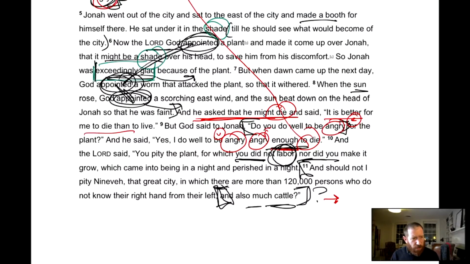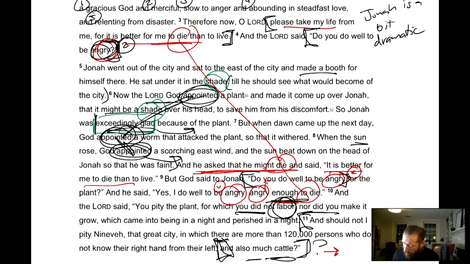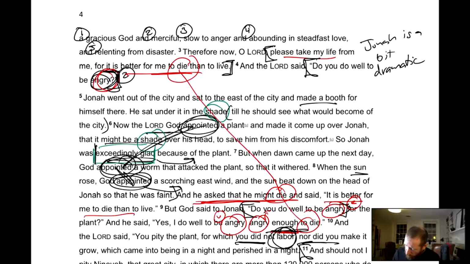At least five times. Slow to anger. That's right. Word or not, it is the same word, but you can check it out. Slow to anger. So the word anger is used six times. And there's a compare and a contrast there, isn't there? God is slow to anger, but Jonah is angry. He's exceedingly angry.